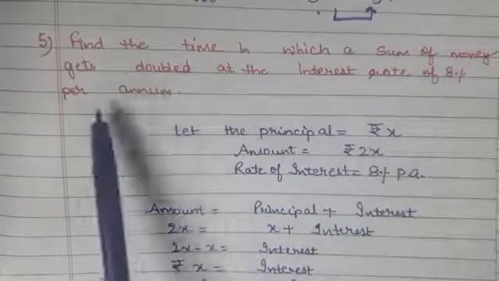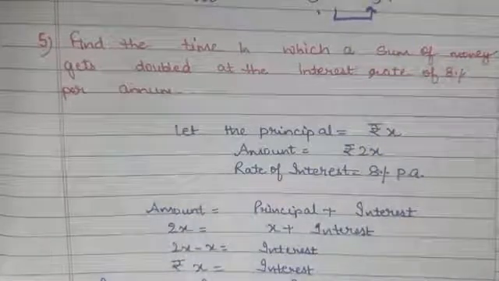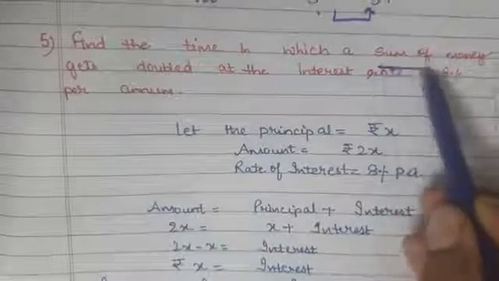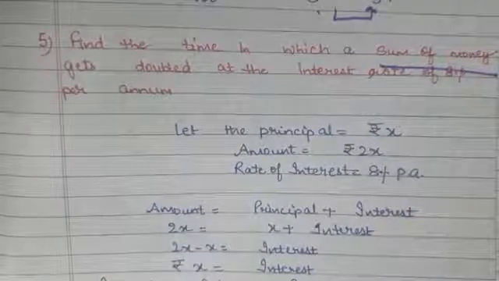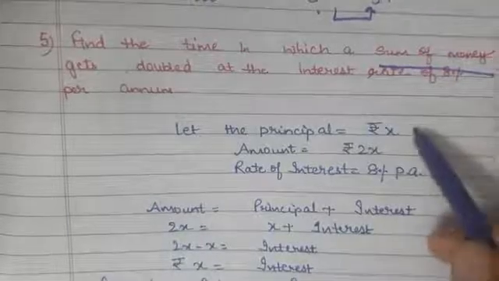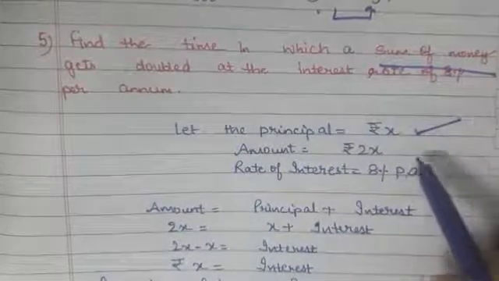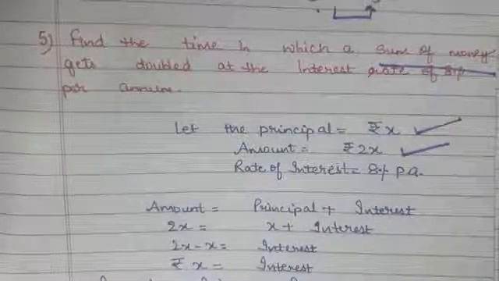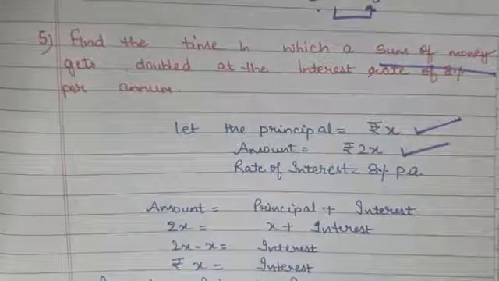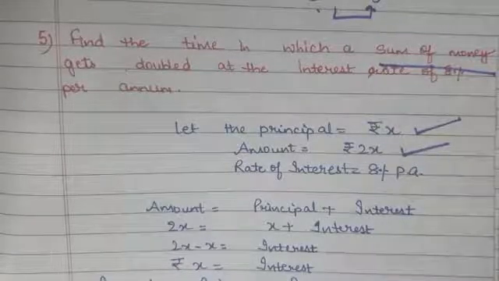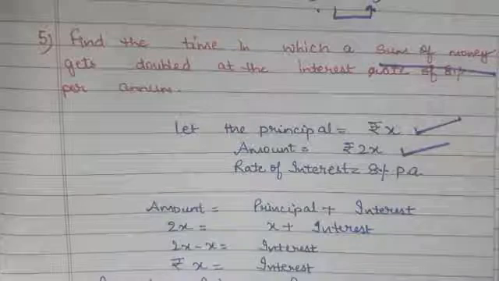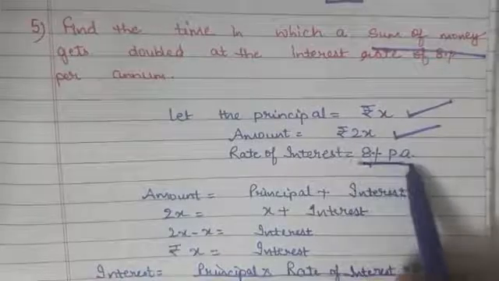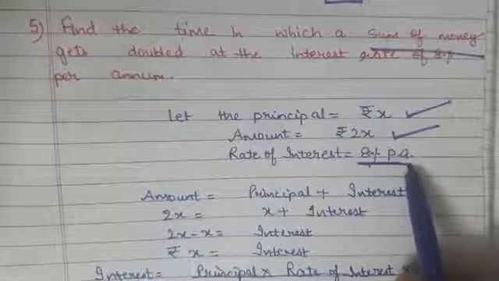The next question is, find the time in which a sum of money gets doubled at the interest rate of 8% per annum. Now in the question they are saying that the sum of money is getting doubled. Double means if we take it as x, then after doubling we get 2x. It means the principal is x here and the amount will get doubled, that is 2x. The rate of interest is 8% per annum.